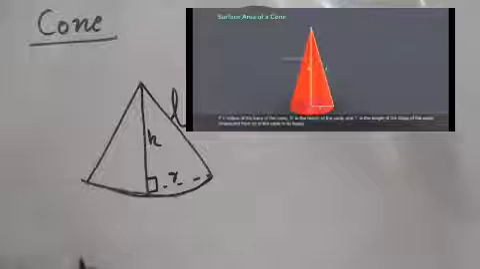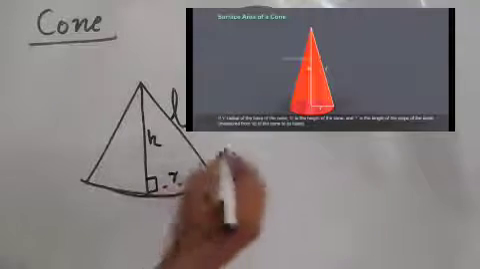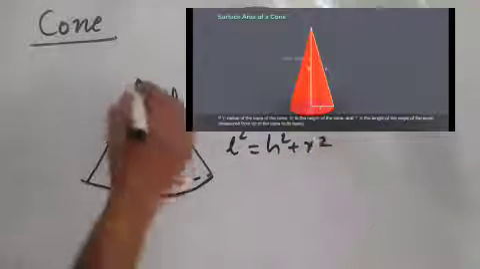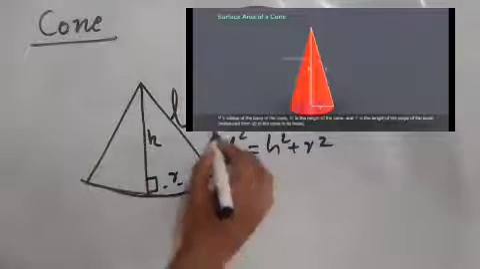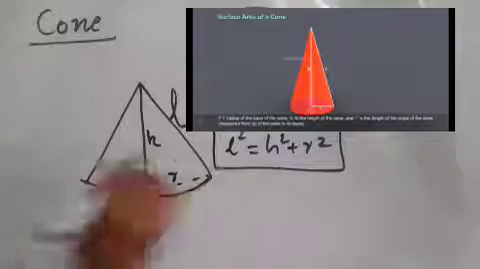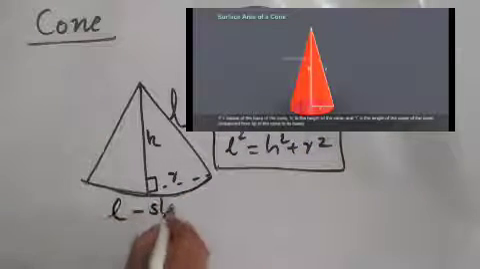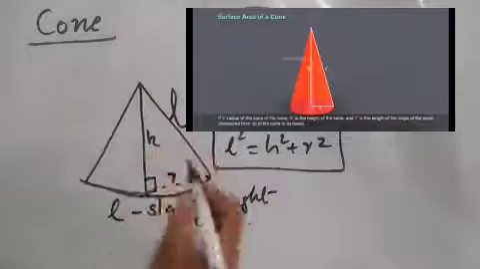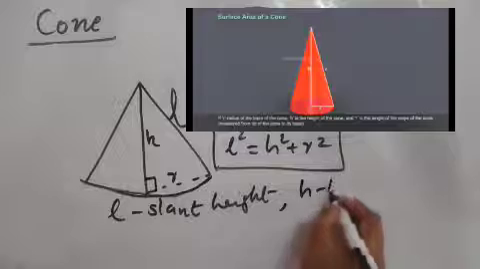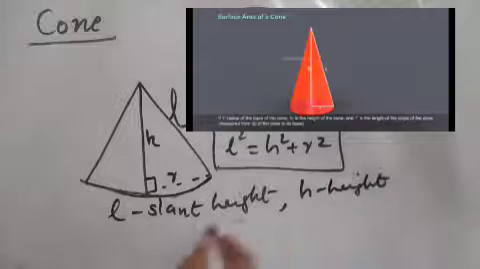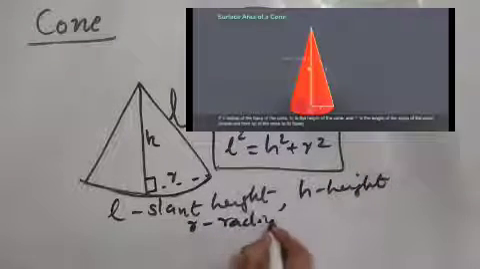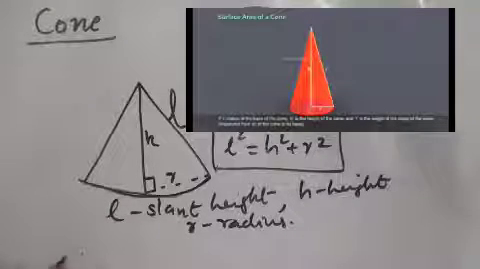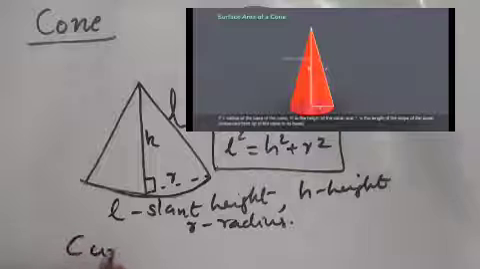So we can apply Pythagoras theorem. That is L square equals h square plus r square. Here L is the hypotenuse. So L square equals h square plus r square, where L is the slant height, h is the height, and r is the radius of the cone. If we know these values h, L and r, we can find the curved surface area.